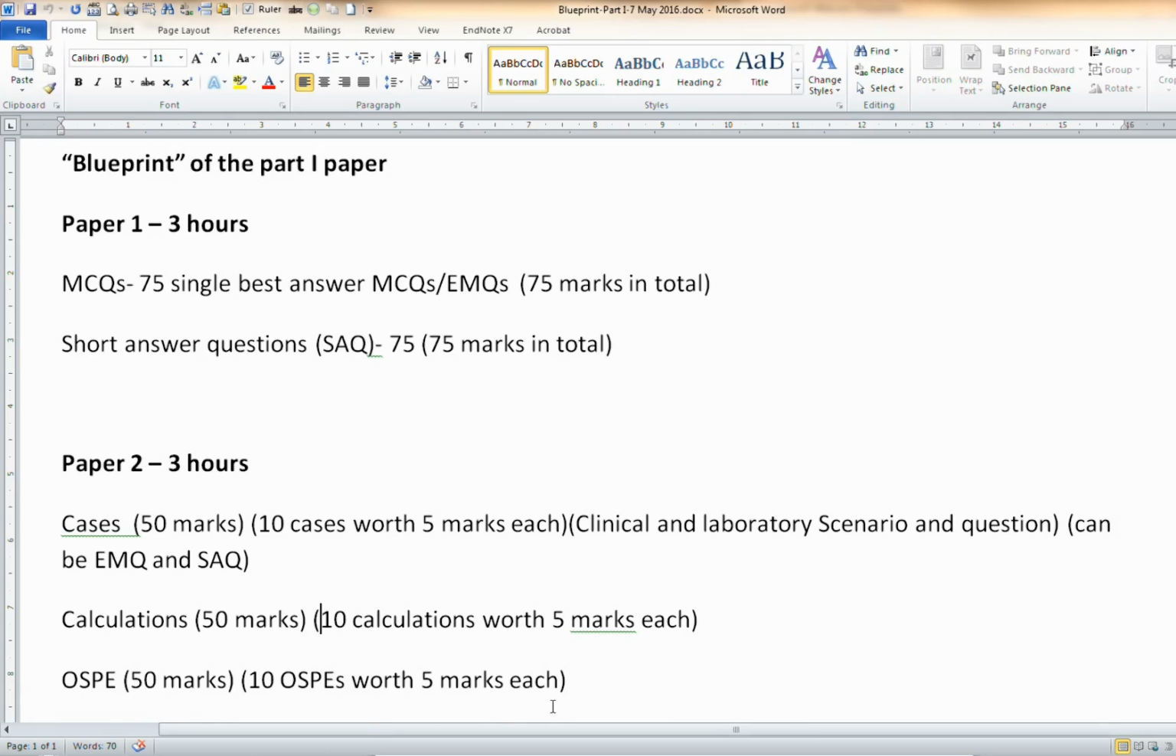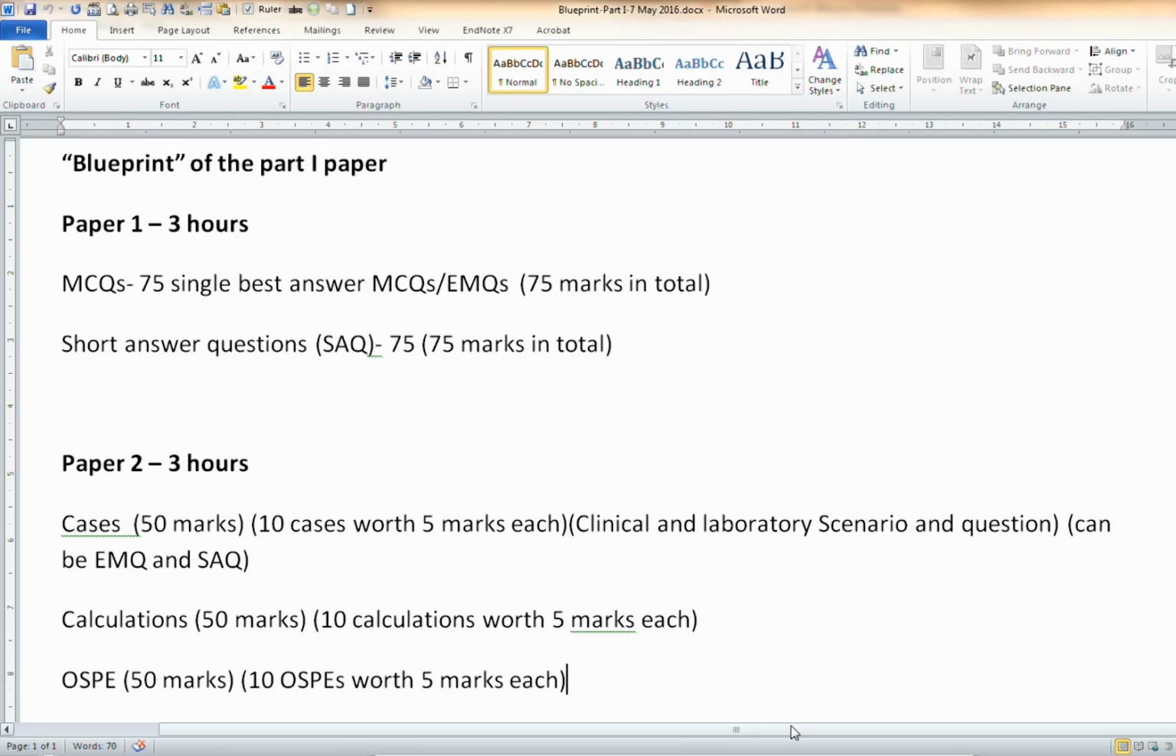Now, the OSPE is designed to test practical application of knowledge. Remember that because this exam does not have a practical component, this has to be tested in some way. In other words, to determine whether the candidate has actually been exposed to the lab. In other words, they understand some of the basic techniques in the lab, and they can deal with common lab scenarios. So that is basically the structure of the Part 1 exam.